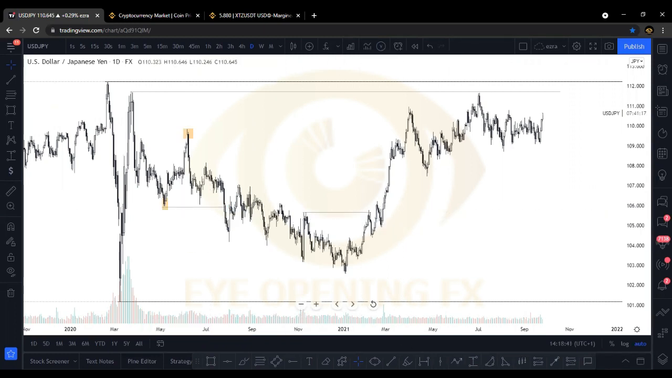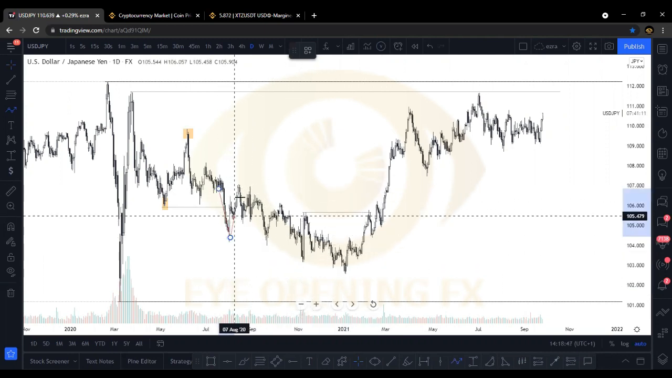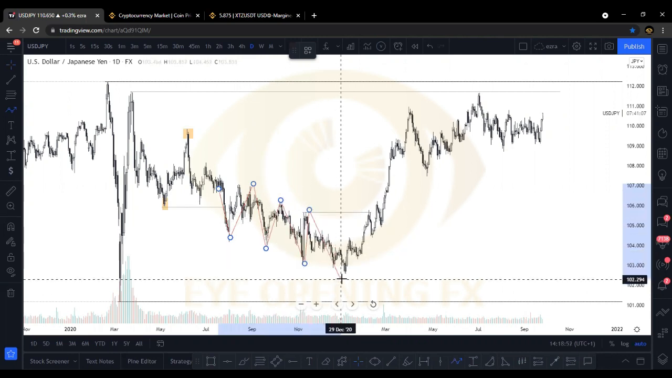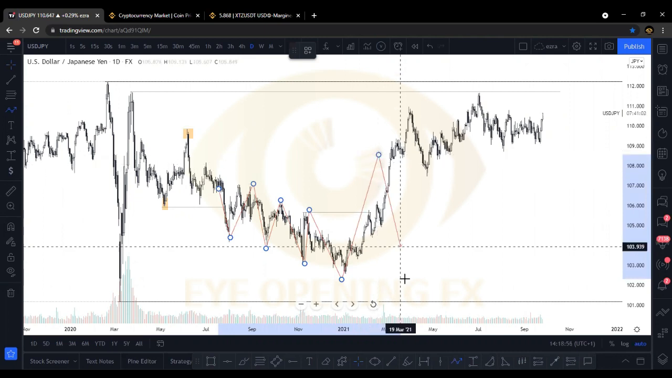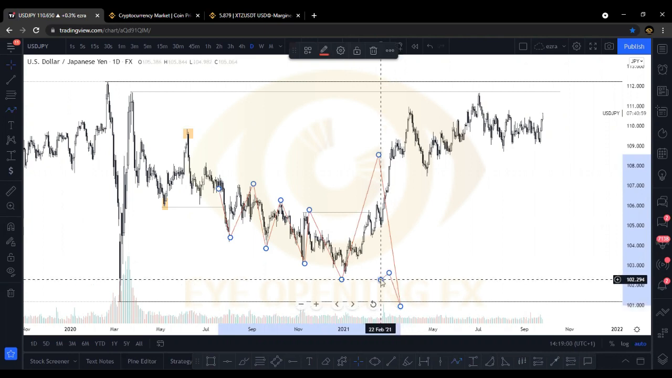If this area failed to create, with this little structure that it was creating around this area, if it failed to use this one to take the low, what market would have done is this: create a lower high, then create a lower low. But it failed that. It failed that.